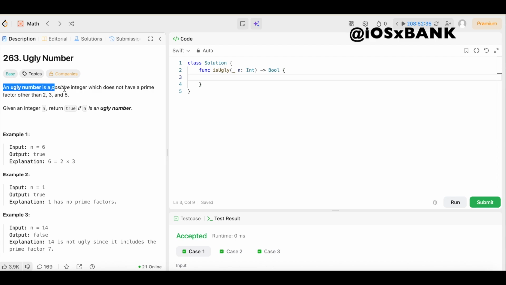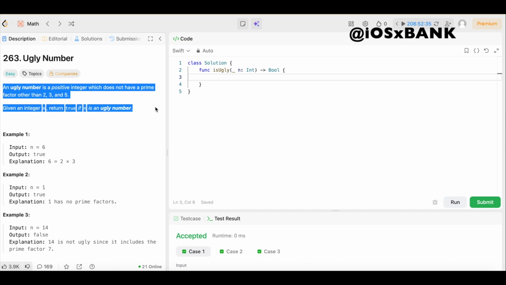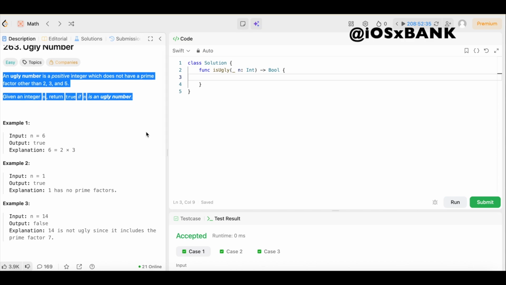Now let's see what the question says. An ugly number is a positive integer which does not have a prime factor other than 2, 3, and 5. Given the integer n, return true if n is an ugly number. Alright, y'all, that may seem a little bit confusing at first, so let's take a look at these examples just to make sure that we are doing this problem correctly.